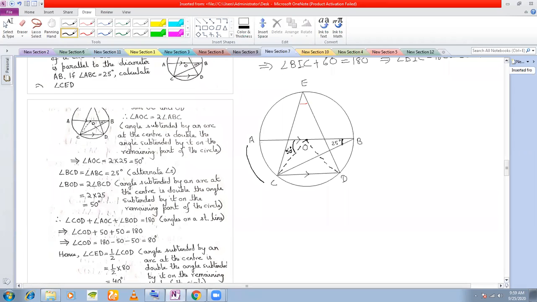Second thing that you must notice here is that this 25 degree and this 25 degree are alternate angles, right? These are alternate angles. Do you agree or not?